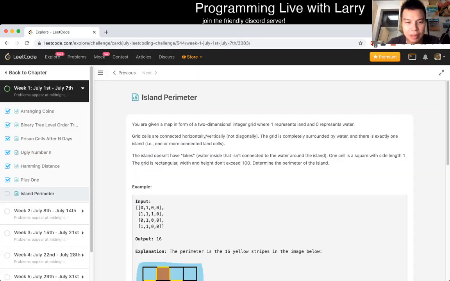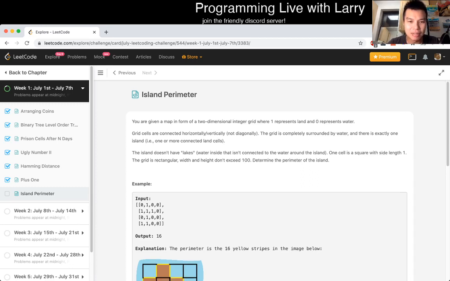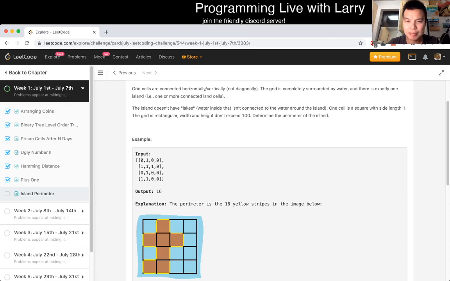Okay, island perimeter. You're given a map in the form of a 2-dimensional integer grid where 1 represents land and 0 represents water. Grid cells are connected horizontally, not diagonally. The grid is completely surrounded by water, and there's exactly 1 island. The island doesn't have lakes. One cell is a square with side length 1. The grid is rectangular, width and height don't exceed 100. Determine the perimeter of the island.